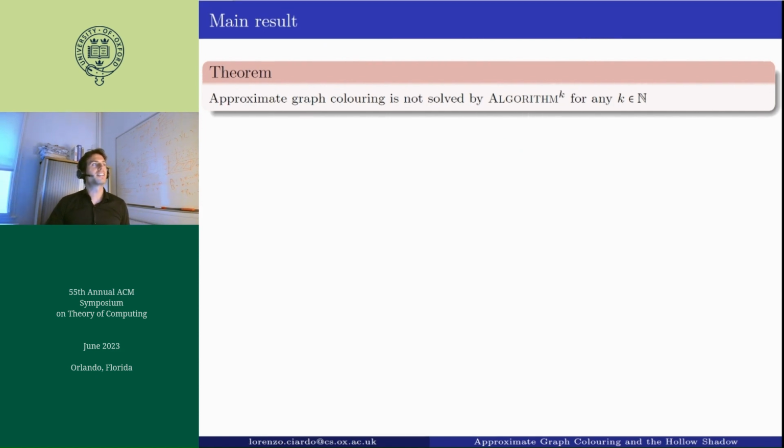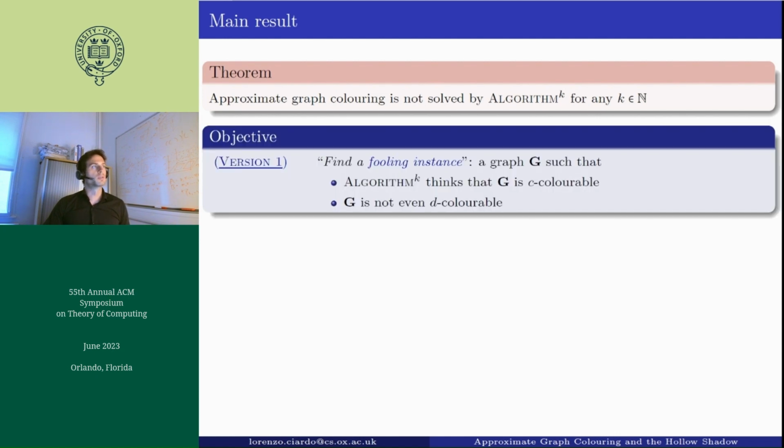It turns out that a key step in proving this theorem is simply to come up with the right formulation of the objective. Once that is done, the proof will follow kind of naturally. So the first way of formulating the objective is the following. We want to show that some problem is not solved by some algorithm, so all we need to do is present a fooling instance. In this case, a graph G such that the algorithm thinks that G is C-colorable, but actually G is not even D-colorable.